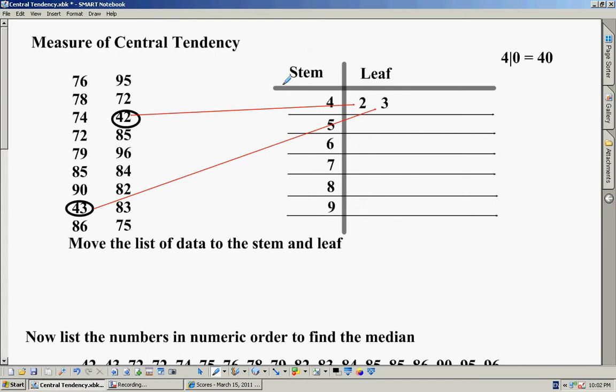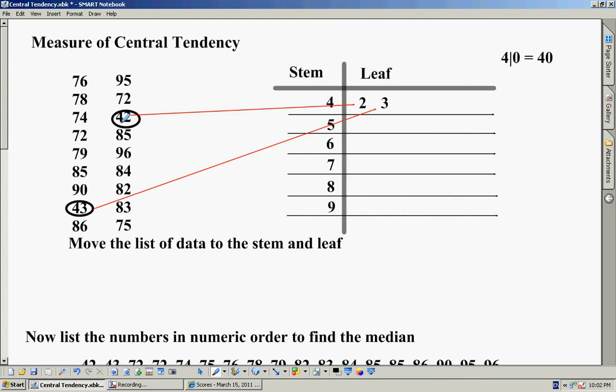Here's what it looks like. It's a box like this with a divider. You've got your stem here, your leaf here, and what we do is we put the tens value on this side and the ones value on this, and it helps us to organize, to put them in numeric order more quickly. So let's see what we're doing here.